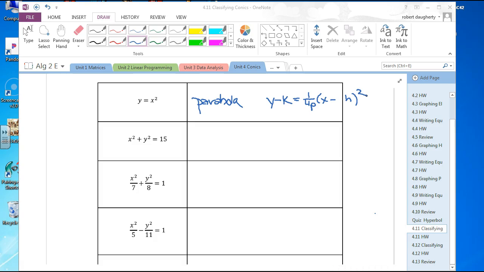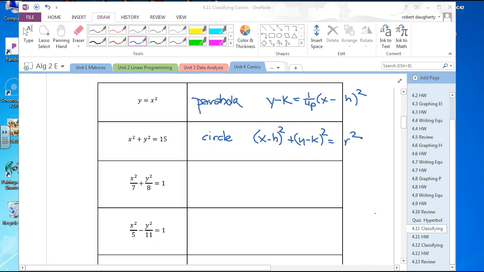Now let's look at the next one. Anybody know what this is? I got a vote for an ellipse. Got a vote for a circle. Circles, ellipses. Anybody for parabola? No parabola. Okay. So what is the equation of it? This is a circle. x minus h squared plus y minus k squared equals r squared.